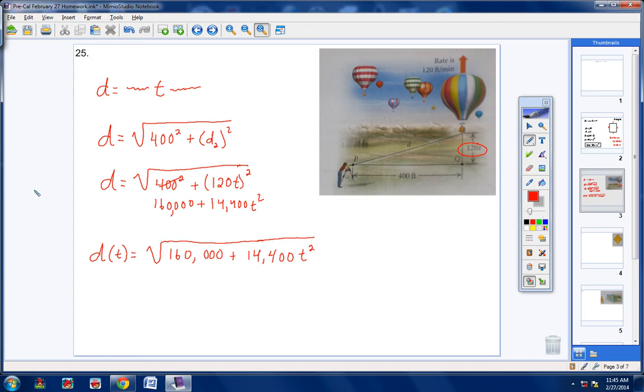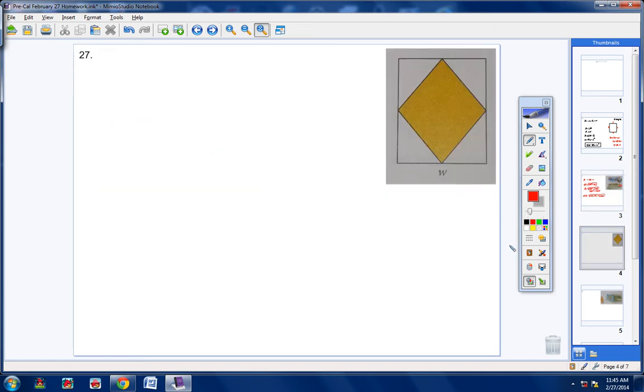Moving on to the third problem. A rhombus is inscribed, reading number 27. A rhombus is inscribed in a rectangle that is w meters wide with a perimeter of 40 meters. Each vertex of the rhombus is a midpoint of the side of the rectangle. Express the area of the rhombus as a function of the rectangle's width.